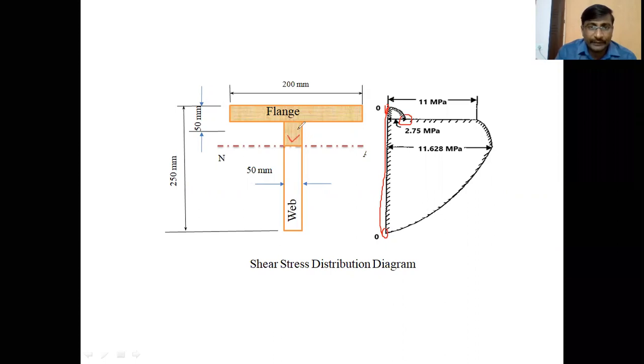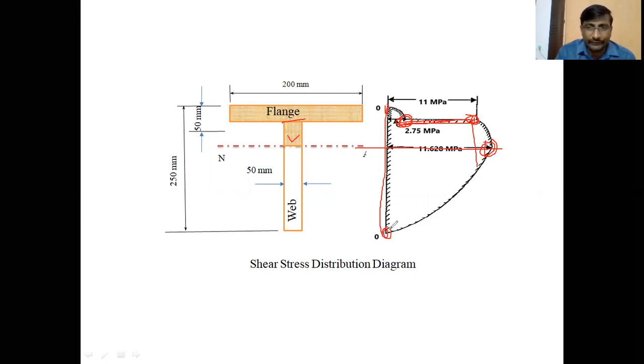Shear stress in the web at the junction is 11 megapascals in the same horizontal line, because these are the two points at the same junction, but one is in the flange, another one is in the web. Suddenly the breadth changes from 200 to 50 mm. That's why the shear stress increases from 2.75 megapascals to 11 megapascals, and the shear stress at the neutral axis is 11.628, greater than 11 megapascals. That's why we locate 11.628 megapascals farther from the vertical line.